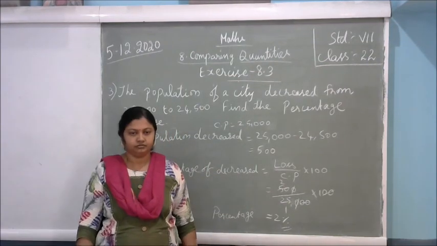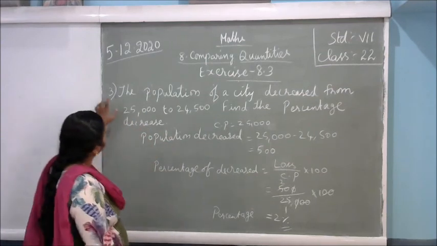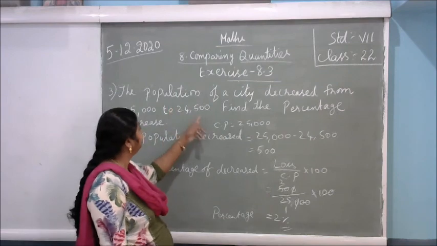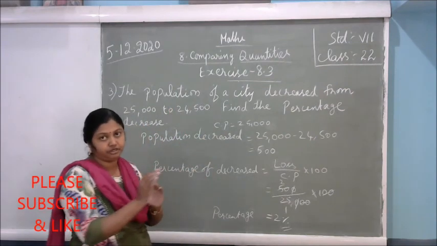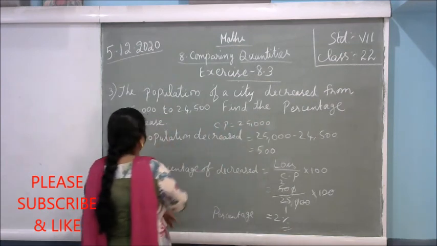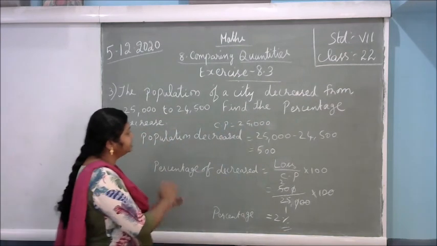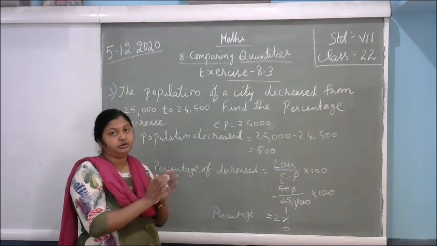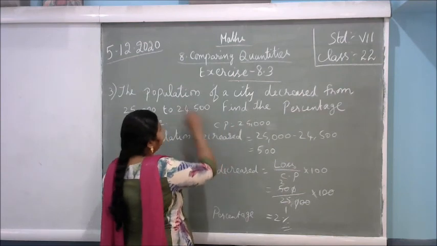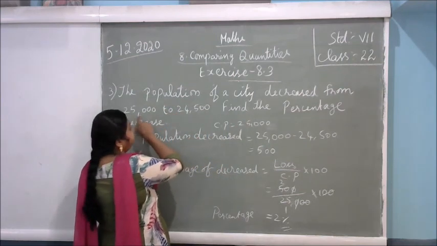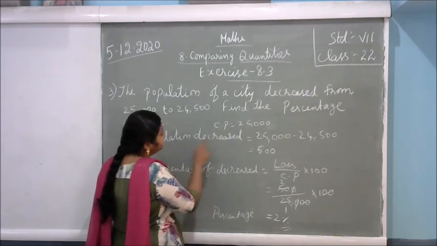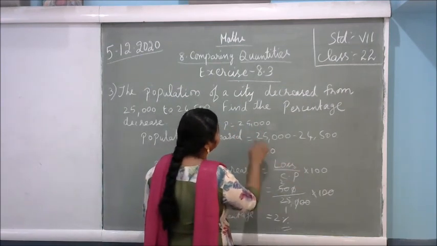The third sum is, the population of a city decreased from 25,000 to 24,500. Find the percentage decreased. You have to find out first how many population are decreased. CP here is 25. Starting it was 25, no? So that is only your CP. So CP is 25,000. And how much has the population decreased? That you should find out.